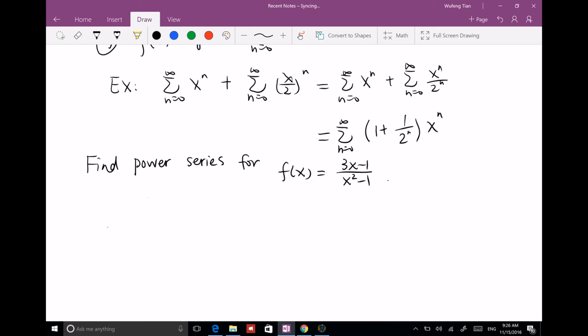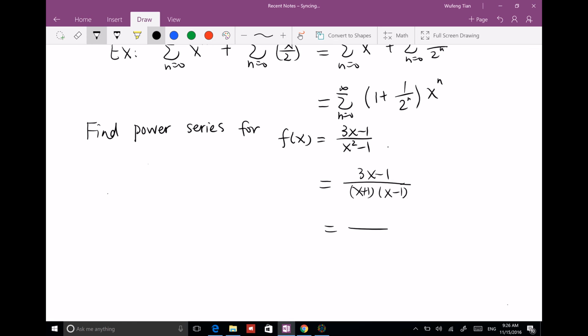Could we do something relating to partial fractions, where we would split that up? Okay, that's perfect. I can split this one up into partial fractions. Factor the bottom: (x plus 1)(x minus 1). Perfect. Thank you very much, Taylor. So you get (3x minus 1) over (x plus 1)(x minus 1), which I can change into A over (x plus 1) plus B over (x minus 1). Now I just need to solve for A and B: 3x minus 1 equals A times (x minus 1) plus B times (x plus 1).